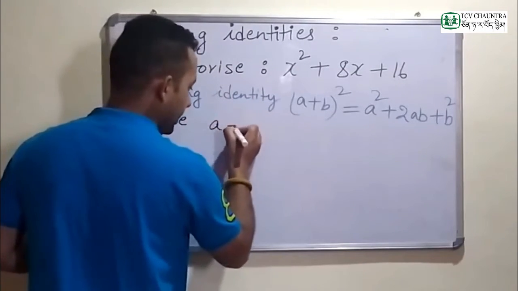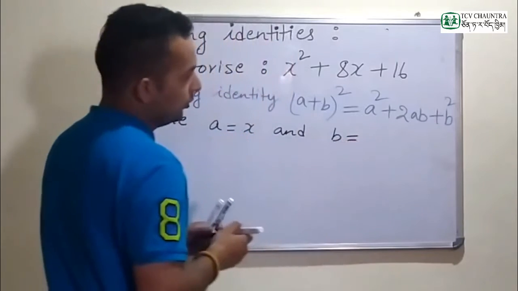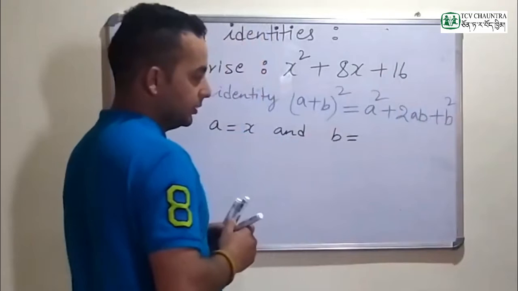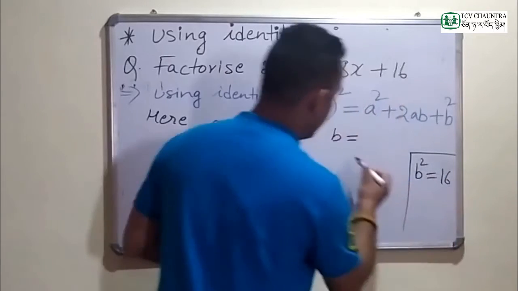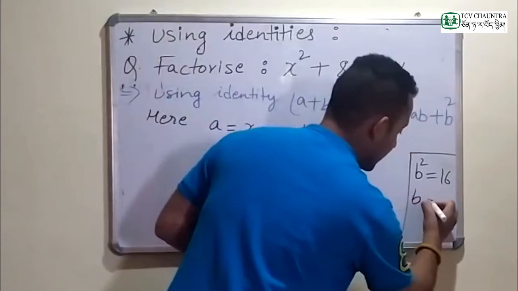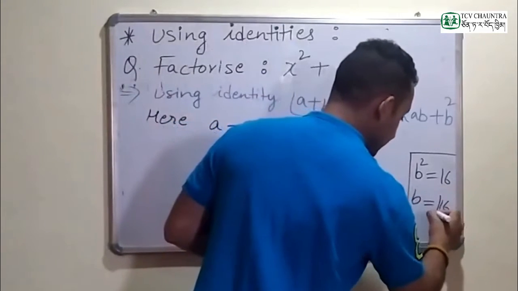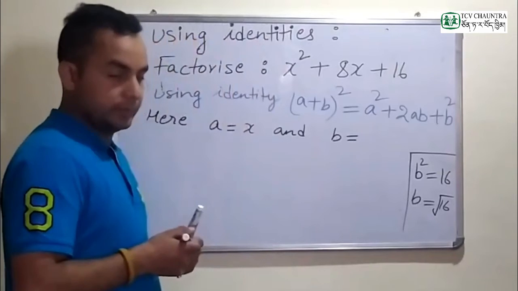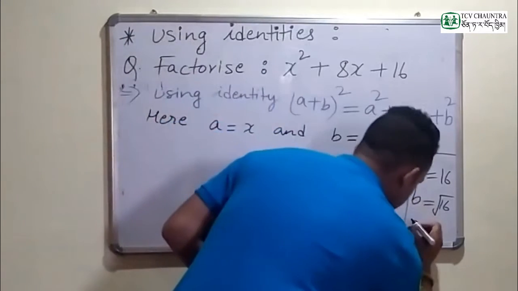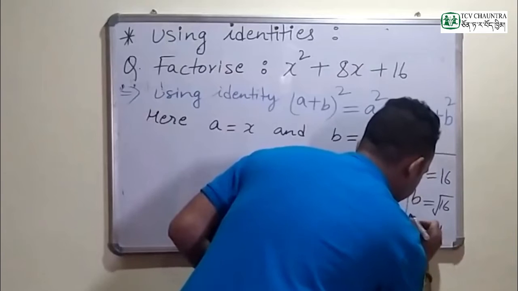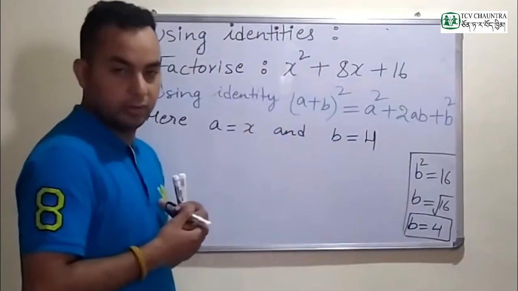Here a is equal to x, and in place of b square you have 16, right? You are going to find out the value of b. So b square is 16, and when the square shifts from left to right, it will become the square root of 16. In the chapter on square and square root, we learned the square root of 16. So directly the square root of 16 is 4. So the value of b is 4.